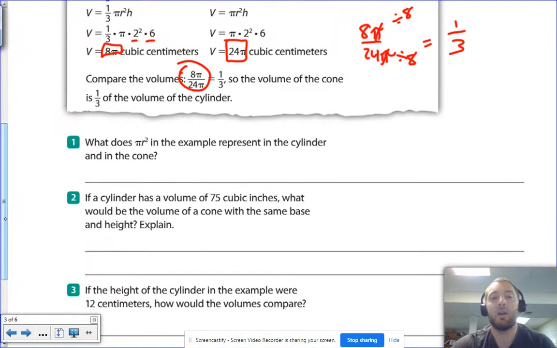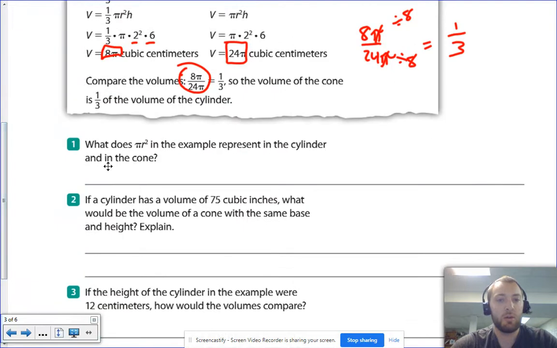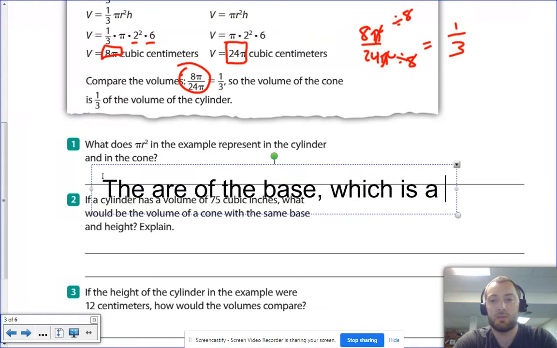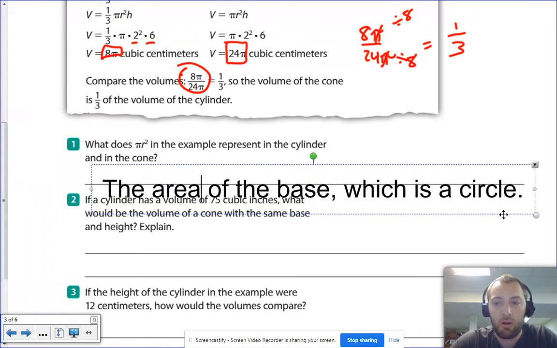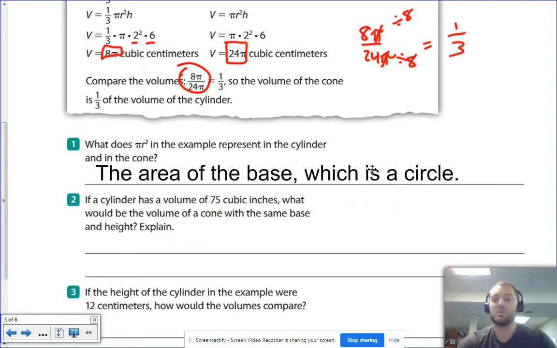Number 1, what does pi r squared in the example represent in the cylinder and the cone? Well, pi r squared is the area of a circle, and that's the base of both of these. They're both circles. So we're going to say the area of the base, which is a circle. And that should be area, not air, sorry.